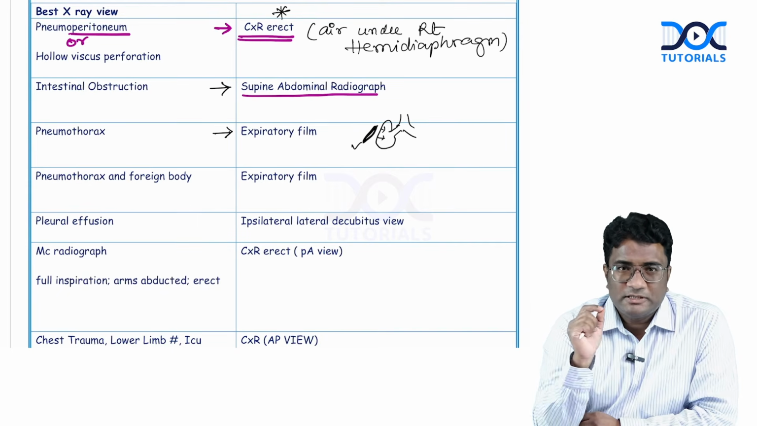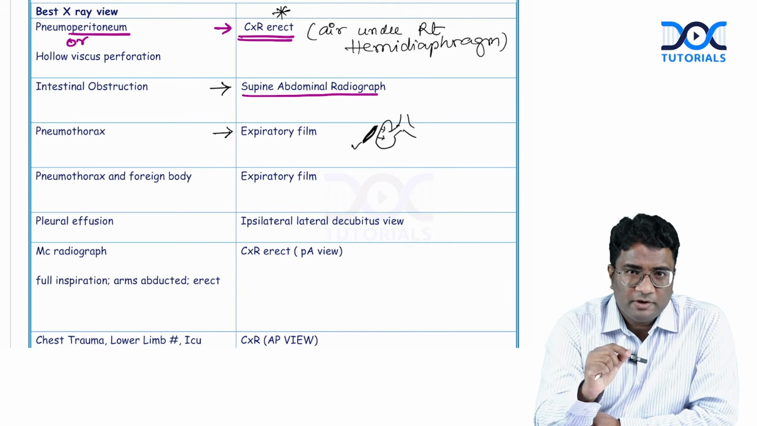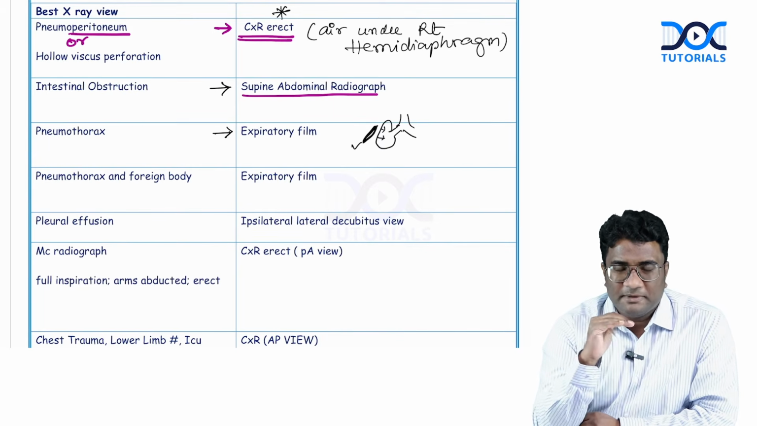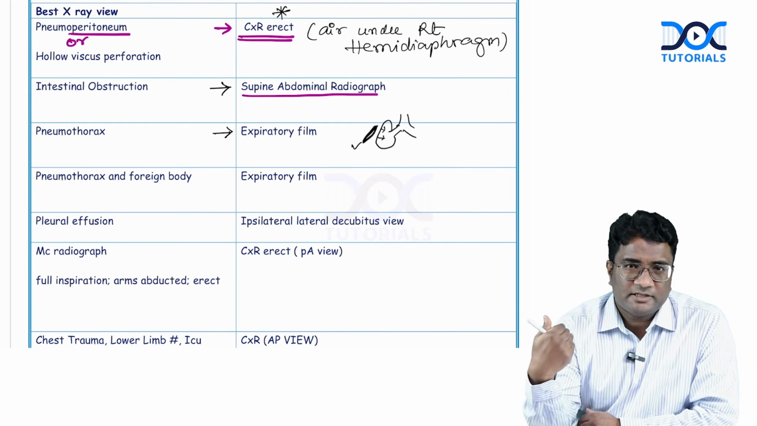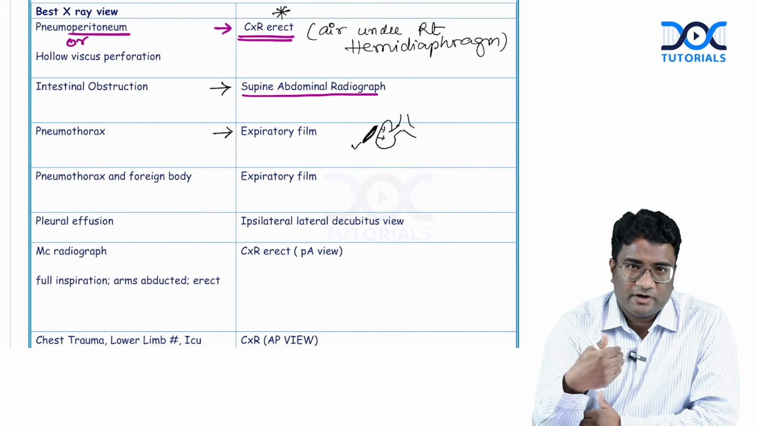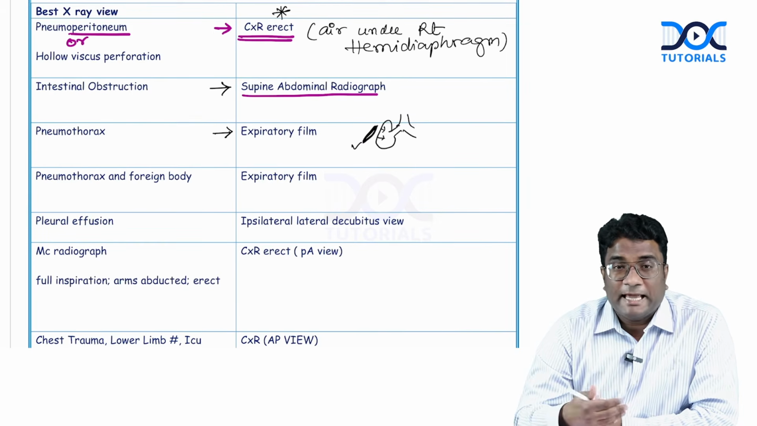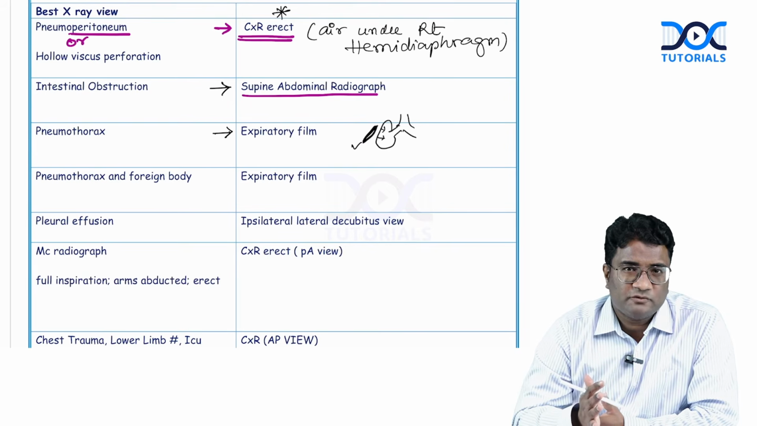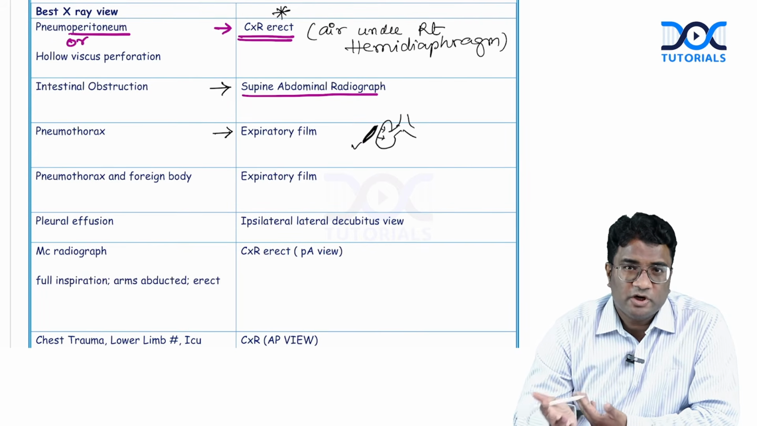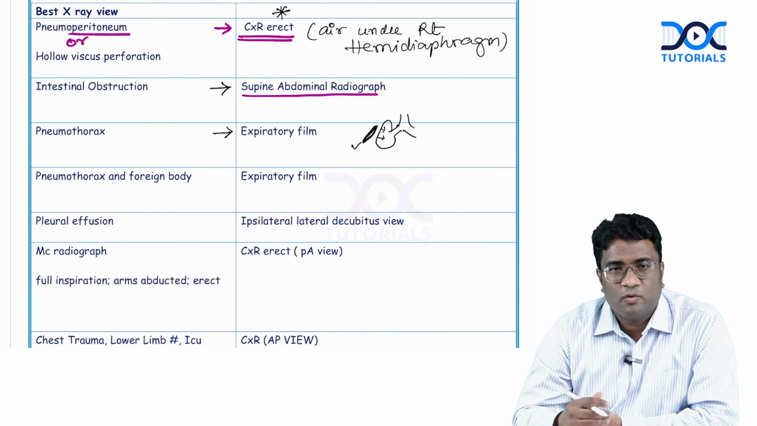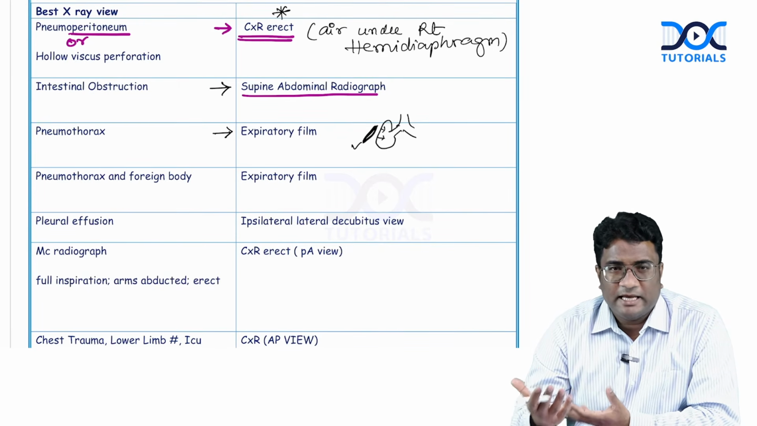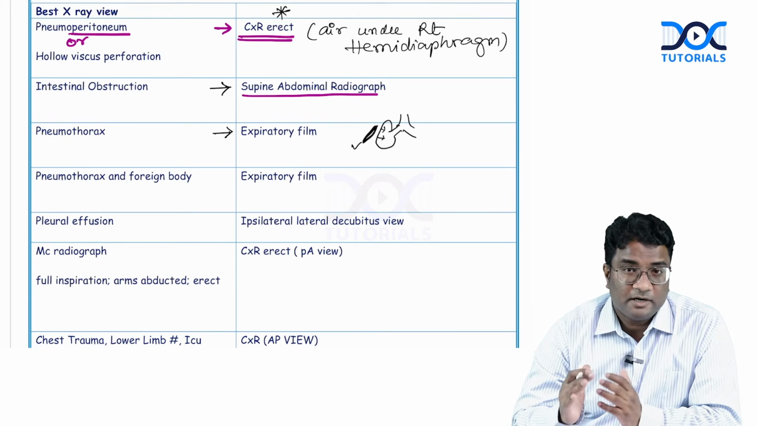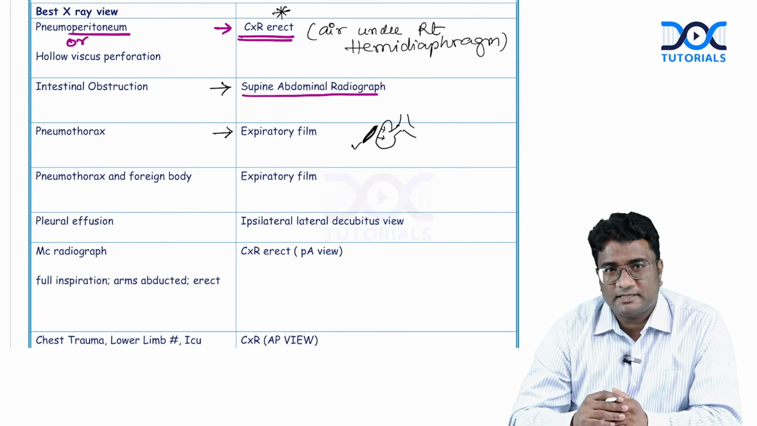So please remember, what is the best X-ray view for hollow viscus perforation or pneumoperitoneum? Chest X-ray. What is the best X-ray view for intestinal obstruction? Supine abdominal radiograph. What is the best X-ray view for pneumothorax? Expiratory view. Remember, we are talking about X-ray views. If they ask the investigation of choice for hollow viscus perforation, pneumoperitoneum, intestinal obstruction, pneumothorax, for all these air-filled areas, what is the investigation of choice? CT. If they ask the investigation of choice, that is CT scan. Air anywhere, we generally go for CT scan. But what we are talking about here is X-ray views, the best X-ray views.